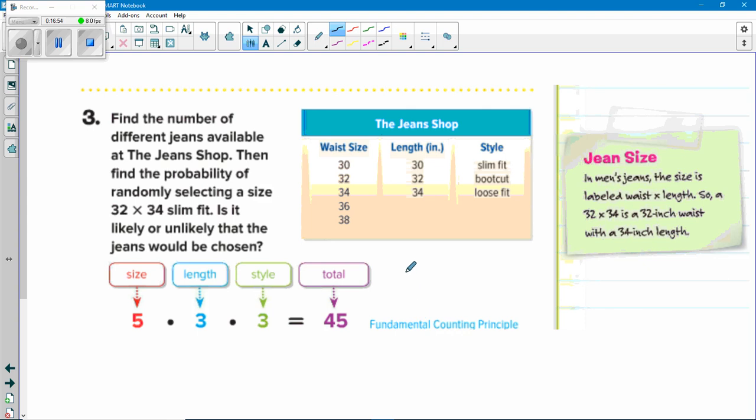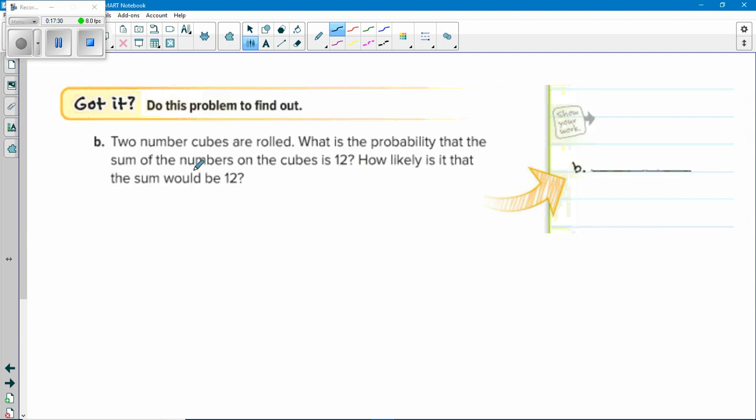It's a random pick. So, question is, how many ways can you pick 32? 1. How many ways can you pick 34 long? 1. How many ways can you pick slim? 1. So there's 1 times 1 times 1. It's one way to pick that pair of jeans out of how many possible pairs. Is that likely or unlikely? Well, it's a lot less than a half. It's highly unlikely. Seems much simpler than actually having to sit there and make tree diagrams. So there you go.